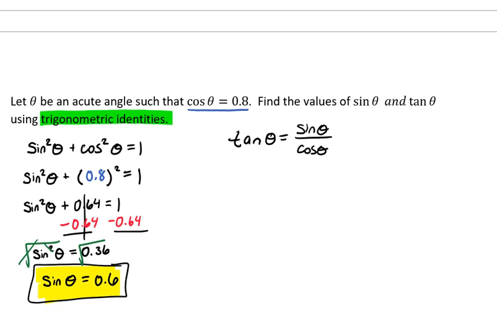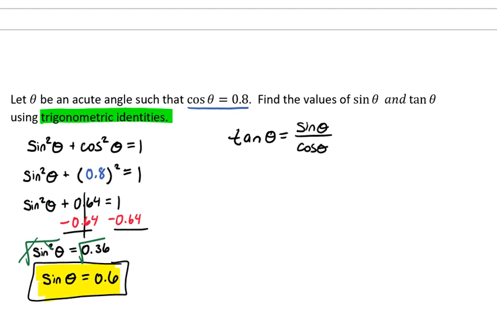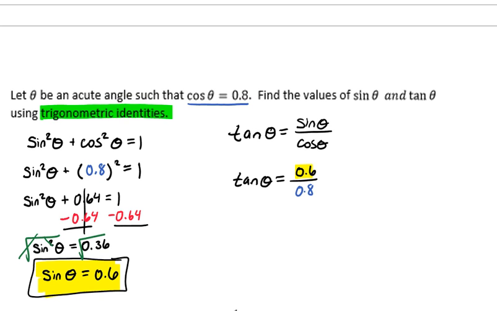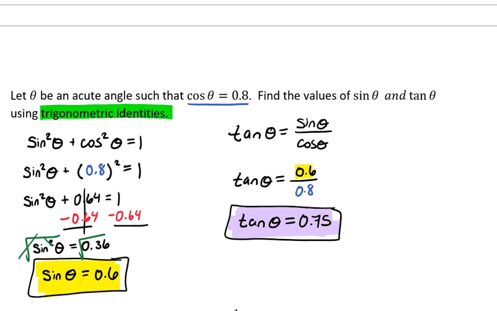So we have the tangent of theta equals sine of theta over cosine of theta, and we know what both are now. We know that the sine is 0.6, and we were given that the cosine of theta was 0.8. So we can simply plug that into the calculator and get that the tangent of theta is 0.75. So now we have found our tangent of theta and our sine of theta, and we're finished. And we did it using our fundamental trig identities.